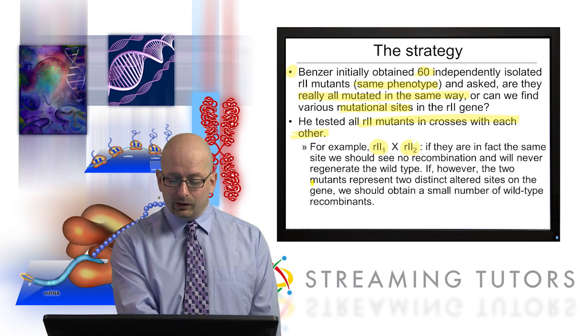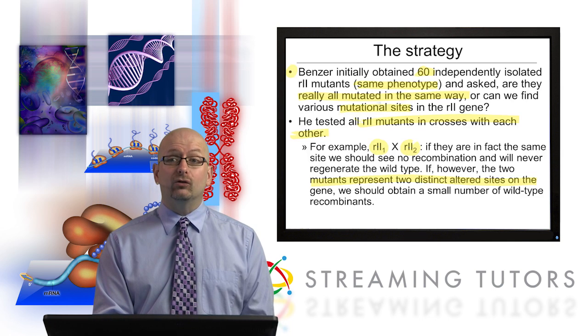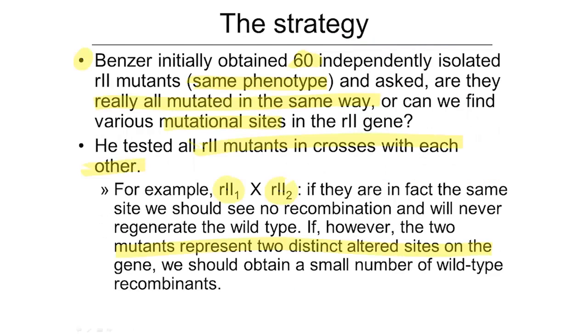But if they really are two distinct altered sites on the gene, we should obtain a certain amount of wild type recombinants. Okay? I'll draw a little tiny picture. Here's R2 mutant 1. I'll do in blue R2 mutant number 2. The point being this. If, in fact, say this is a gene. I know I'm going back and forth between region and gene, and I apologize. For now, let's just say this is one gene.